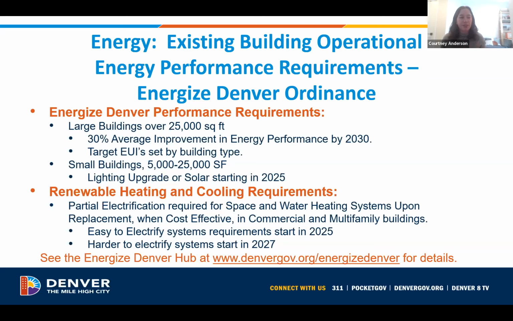Small buildings, 5,000 square feet to 25,000 square feet, will have a lighting upgrade or solar requirement starting in 2025. And then on the renewable heating and cooling side, there's partial electrification for space and water heating systems upon replacement, and that's when that's cost effective. And again, this is for commercial and multifamily buildings only. And then there's easy to electrify systems requirements starting in 2025, and then harder to electrify system requirements starting in 2027.